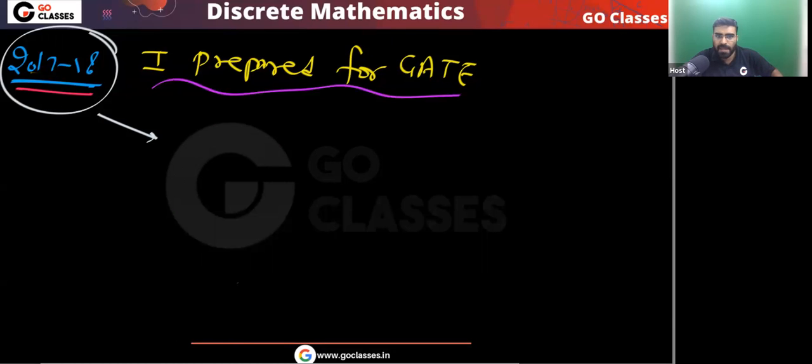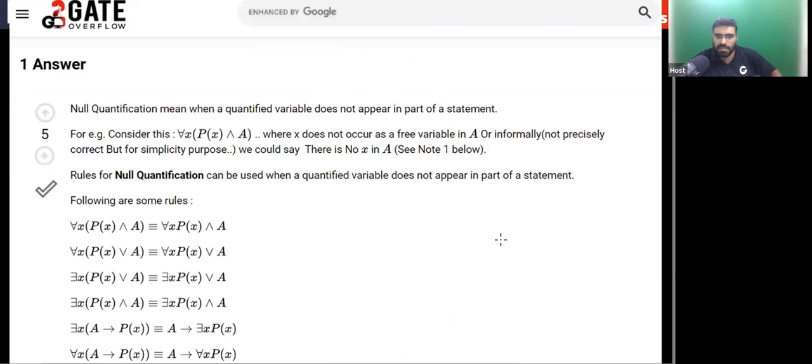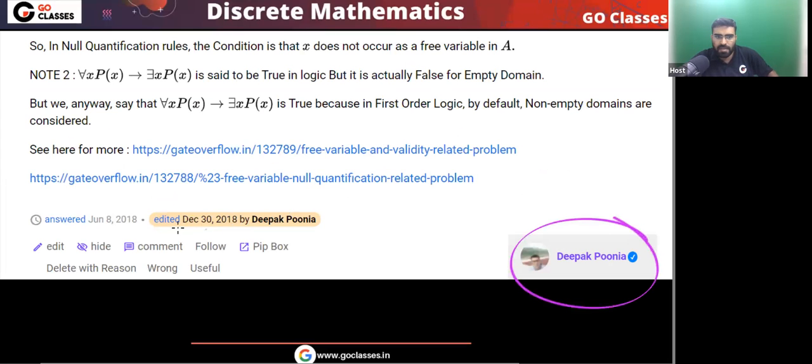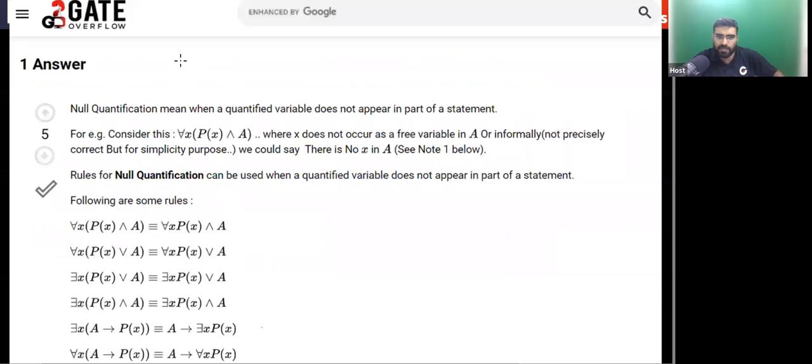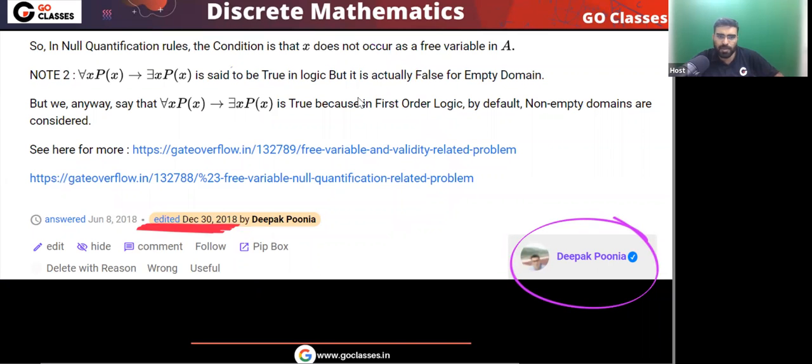And you can see, this was when I was a GATE aspirant. At that time, I wrote this answer on GATEOverflow on null quantification. You can see it was even edited in 2018. I re-edited this, but notice that the GATE question came in 2020, and I wrote this answer when I was a GATE aspirant. I wrote this answer with proof.